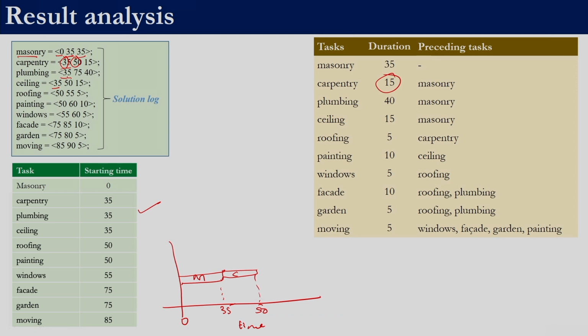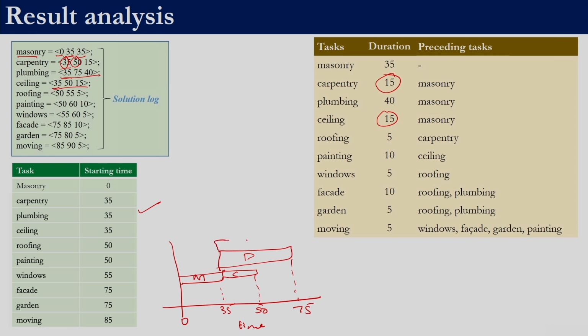Plumbing starts at 35 and continues till 75. So, over here at 35 plumbing starts and let us say this is till 75. This is plumbing, and similarly at the same time we have ceiling, which starts at 35 and also gets completed along with carpentry, because both of them start at the same time and their duration is also the same, hence their ending time would also be the same.